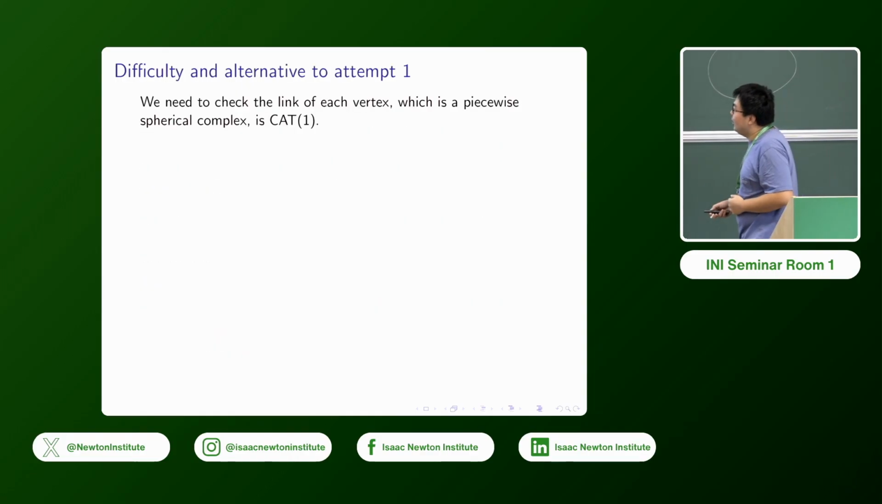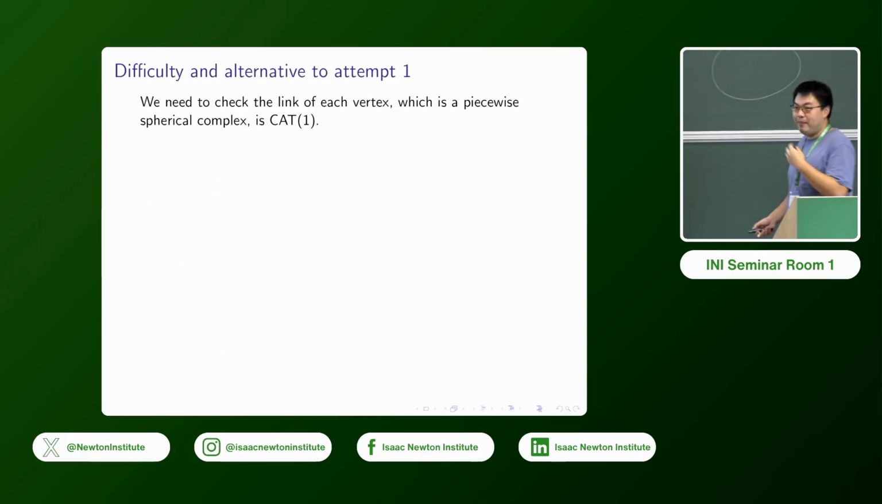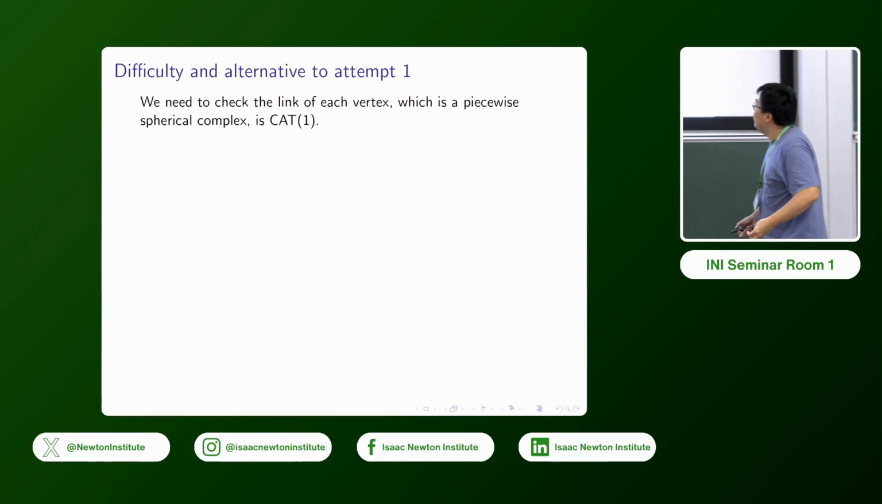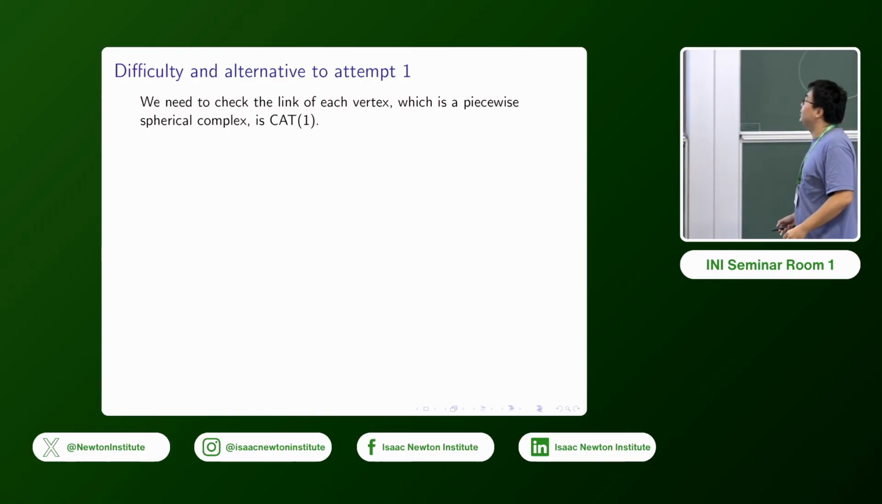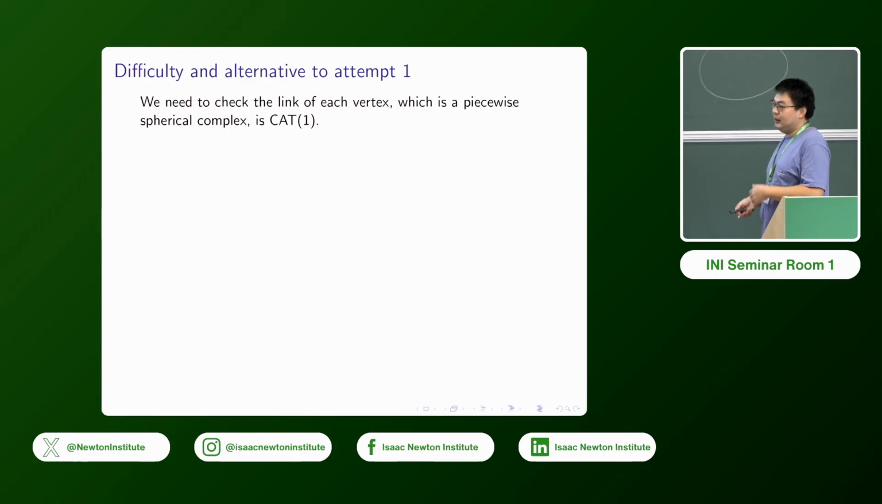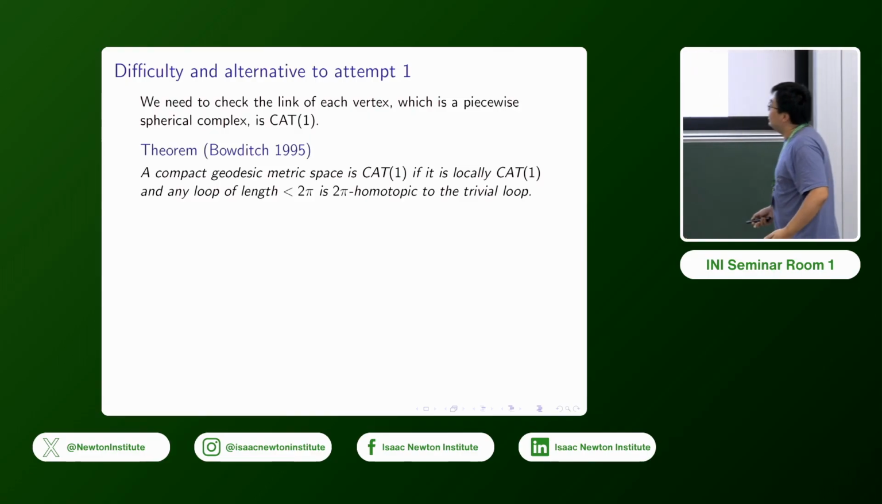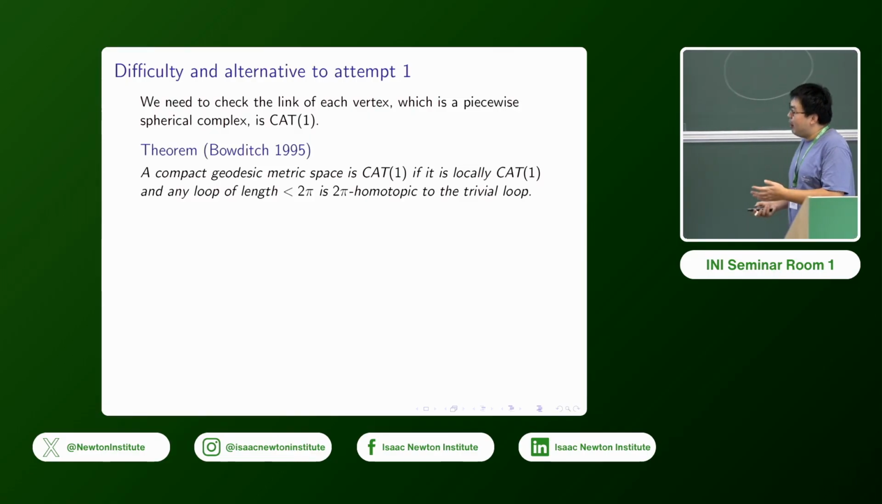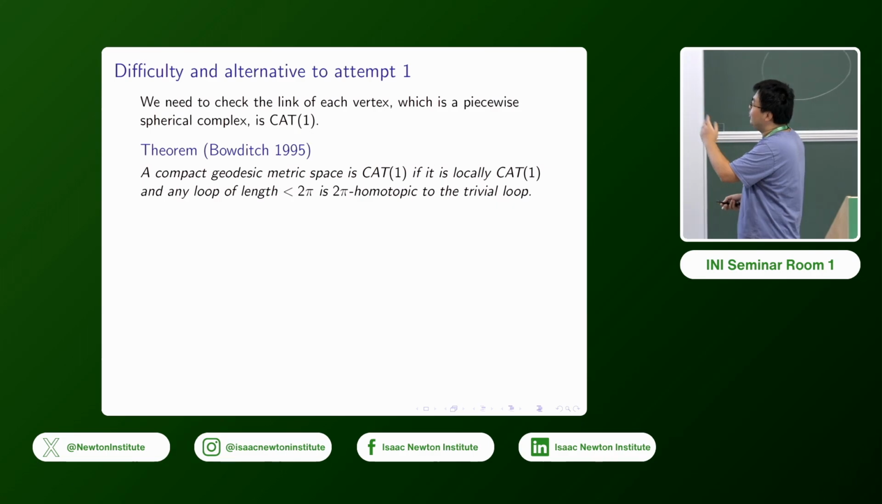Okay, so first, how do we prove something is Cat0? There's one common criterion everybody is using. We need to check that the link of each vertex, which is a piecewise spherical complex, is Cat1. And then how do you check something is Cat1? There's a criterion by Bowditch, or there are several criteria. Let me just mention one of them.